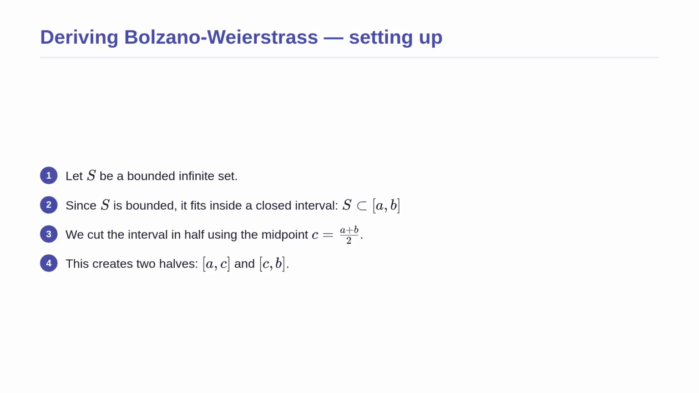Let us prove this theorem using a technique called the bisection method. We start with a bounded infinite set S. Because it is bounded, we can find a left boundary A and a right boundary B such that the entire set lives inside the closed interval from A to B. We have successfully trapped our infinite fireflies inside a finite yard. Next, we cut the interval exactly in half by finding its midpoint C. This splits our original interval into two smaller equal halves. By cutting the space in half, we force the infinite points into a tighter corner.